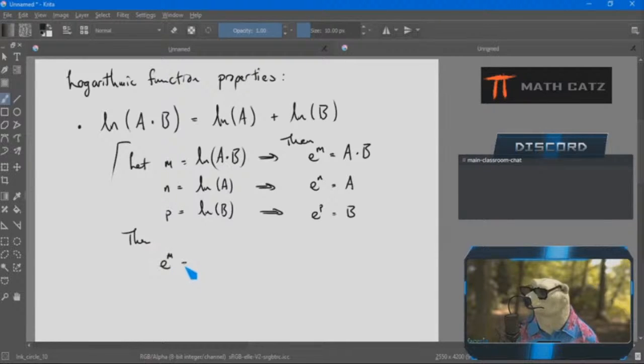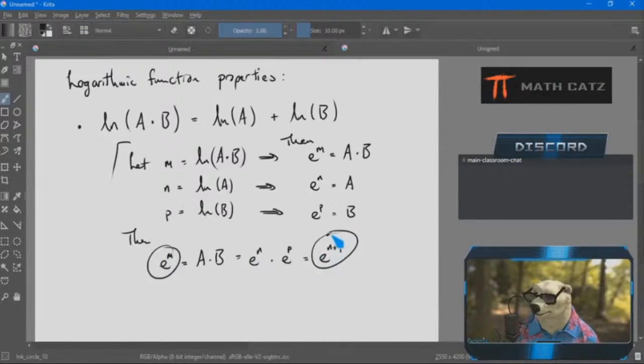E to the m is equal to a times b. And a itself is e to the n. B itself is e to the p. And when I multiply exponential expressions with the same base, I add the exponents. If I now look at this versus this, the base is the same. It's a basic exponential equation. Therefore, the exponents have to be the same. So m, which was the log of the product, is equal to the sum of the individual logs. And you're done.